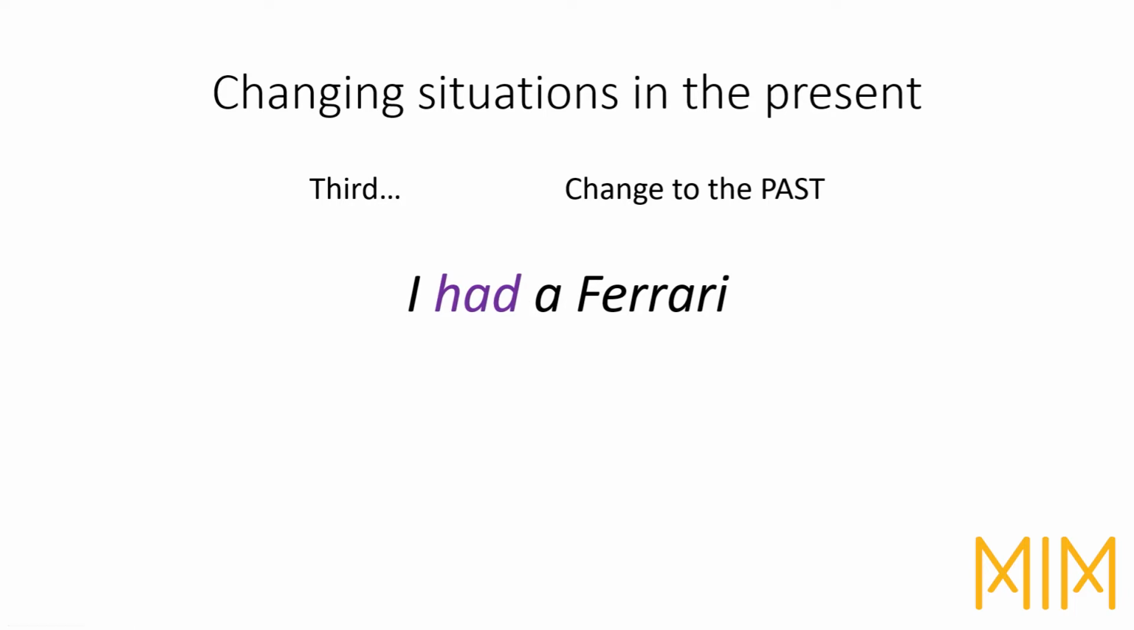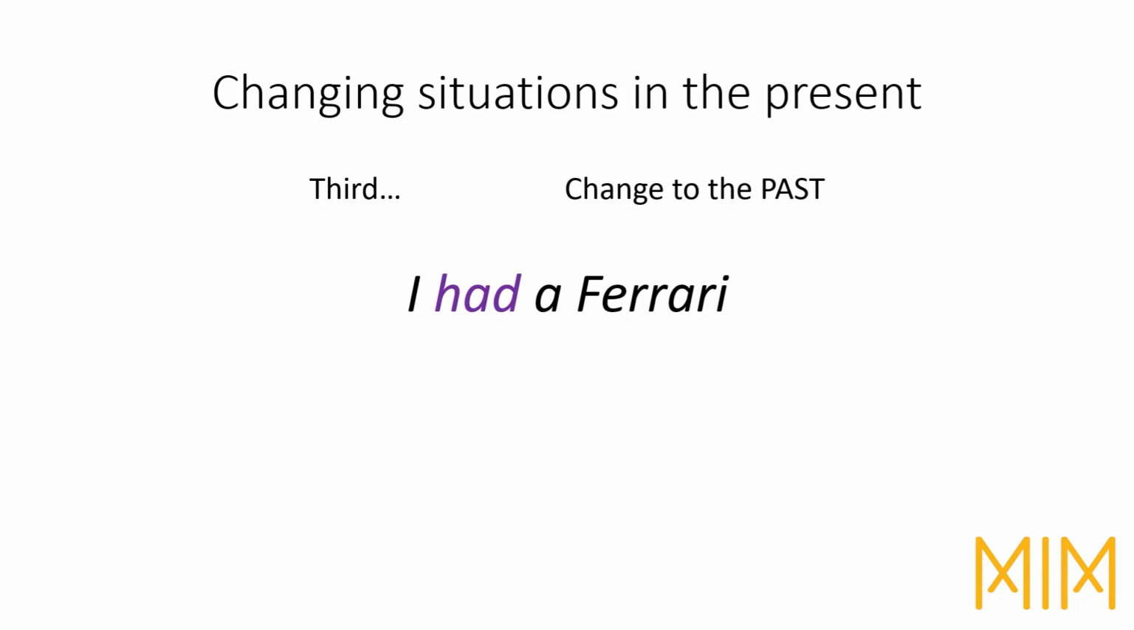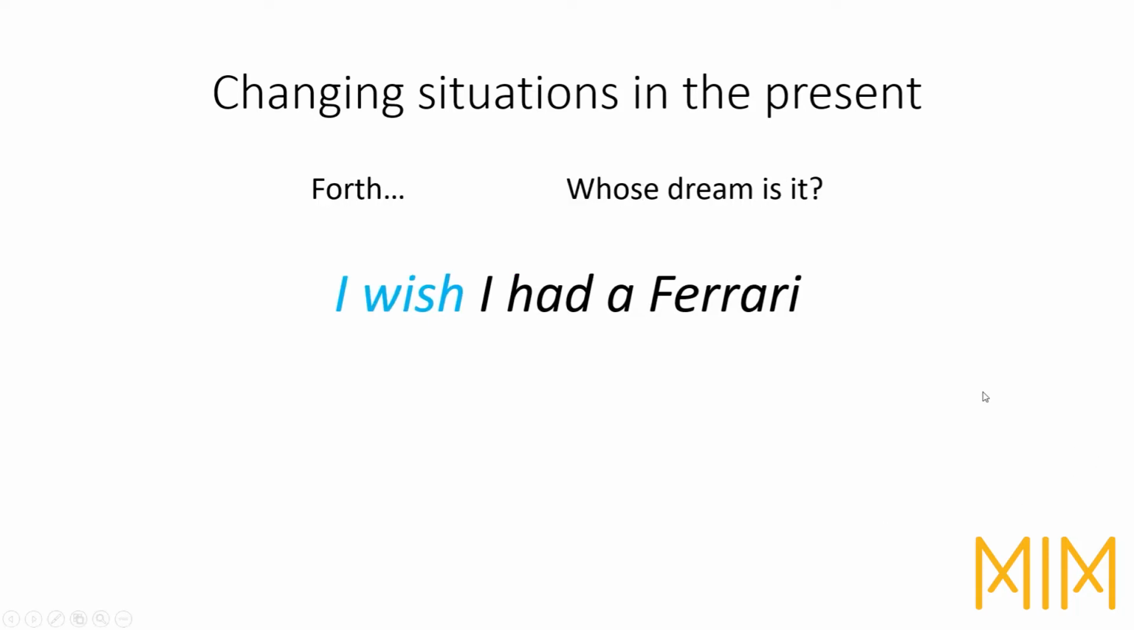The next thing we do is we change the verb into the past tense. We change the sentence to the past. So I have a Ferrari becomes I had a Ferrari. Why? Don't ask me. English is a confusing and broken language. I had a Ferrari. That's our third step. And finally, whose wish is it? Is it my wish? Is it your wish? Well, this is my wish, so we will say, I wish I had a Ferrari.